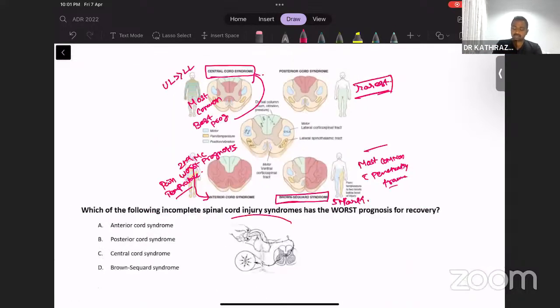The bulbocavernosus reflex is an S2 to S4 reflex, which marks the end of the spinal shock.